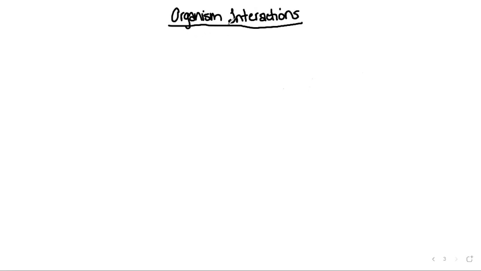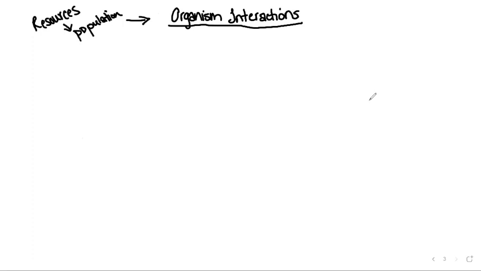Okay, so organism interactions are another one of those things that are really reliant upon resources. Okay, because those resources are going to play a big role in population size. And population size plays a large role in these ecosystem interactions.